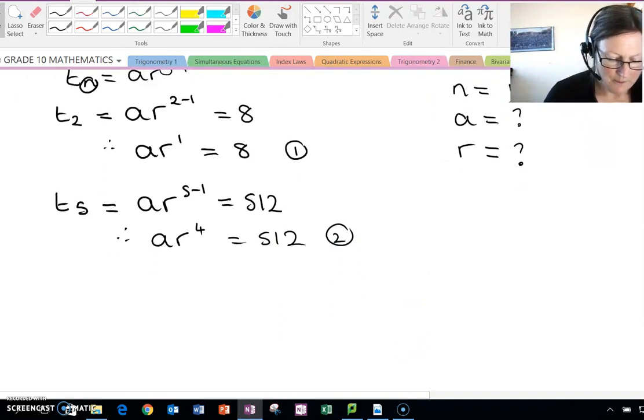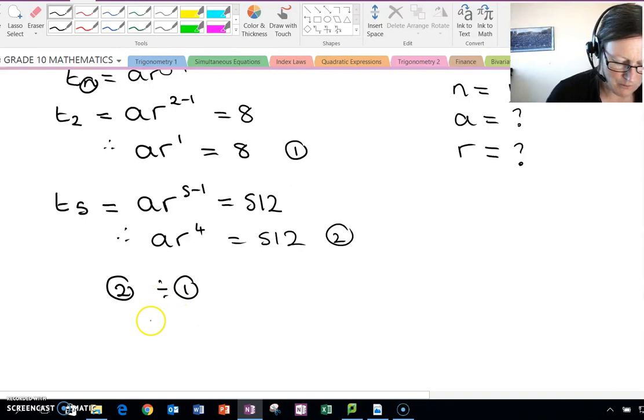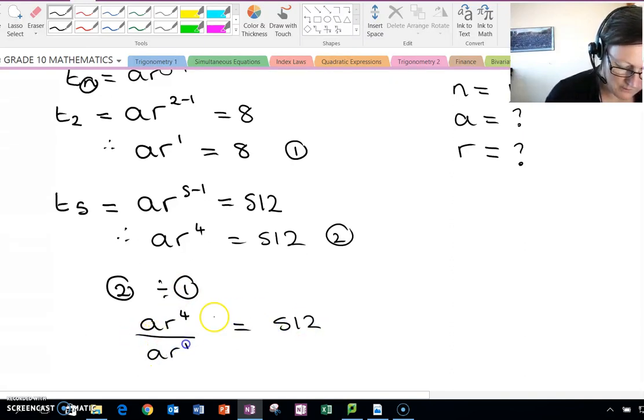What I'm going to do is equation 2 divided by equation 1, and you'll see why when I do it. Here's equation 2. And I'm going to divide that by equation 1.